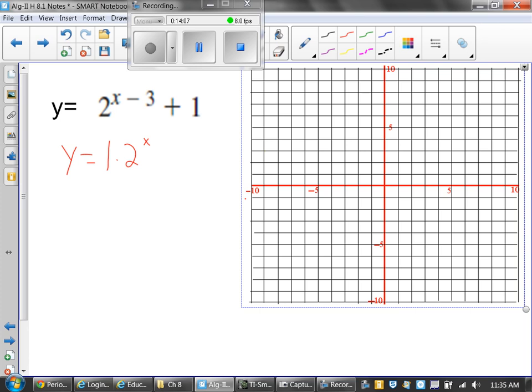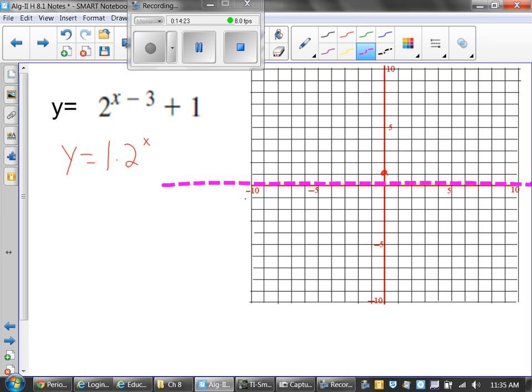I'm going to graph that first. Remember, if there's nothing in front of whatever is being raised to the exponent, it's always a 1. So this is going to be my parent function. When I go to graph that, I know that the value is 1, so that's going to be my y-intercept. I know that my original asymptote is going to go through here. Then all I have to do is pick another value. So I pick 1. 2 to the 1 is 2. And it's going to look like this.